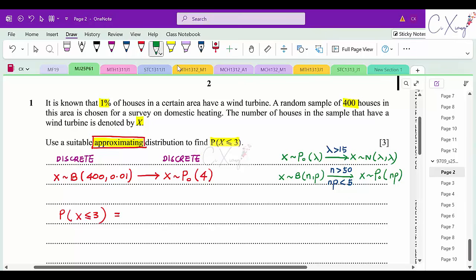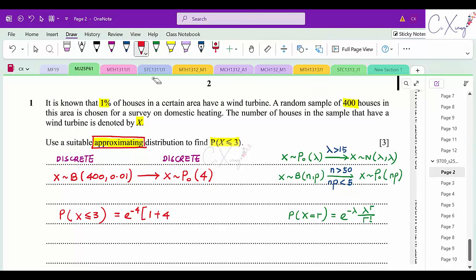For a Poisson distribution, what is the general formula? To find the probability when X equals r, the general formula is e to the power of negative lambda, times lambda to the power r, divided by r factorial. We are interested in finding the probability for X smaller than or equal to 3, so you have to start from X equals 0, X equals 1, X equals 2, and also X equals 3. When X equals 0, it will be e to the negative lambda times lambda to the power 0 divided by 0 factorial, which is 1. Then X equals 1 is lambda to the power 1 divided by 1 factorial, which is lambda. Then X equals 2 will be lambda squared over 2 factorial. X equals 3 will be lambda to the power 3 divided by 3 factorial.